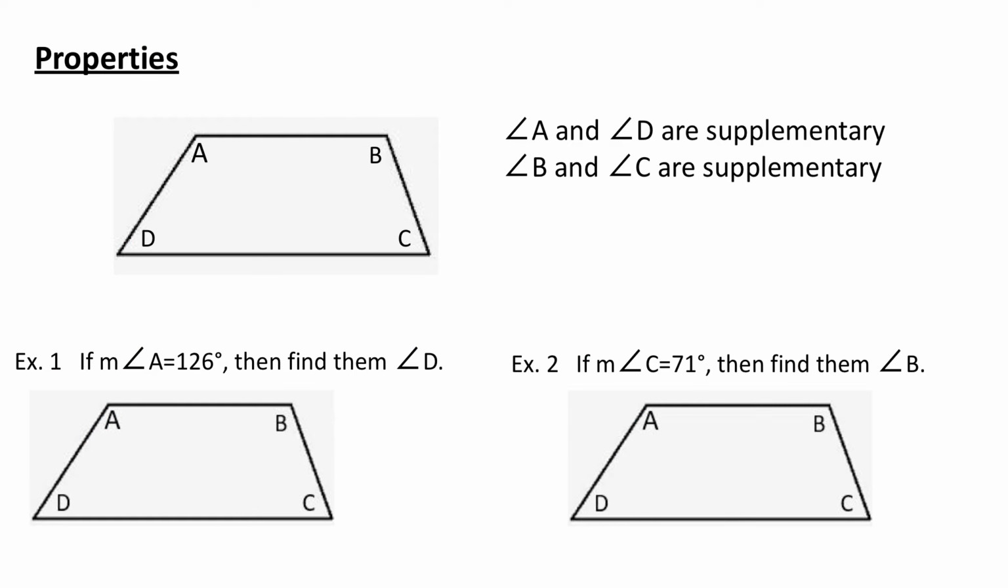A couple other things we need to know about a trapezoid is, since we have parallel lines, just like a transversal line that passes through parallel lines, angles A and D are supplementary. And hopefully we remember that supplementary means that two angles add up to be 180 degrees. And B and C also have this same criteria. All right, we'll take a look at a couple of examples here.